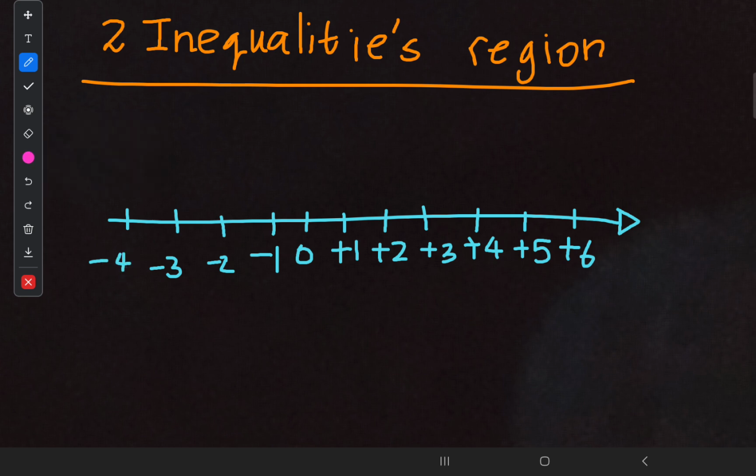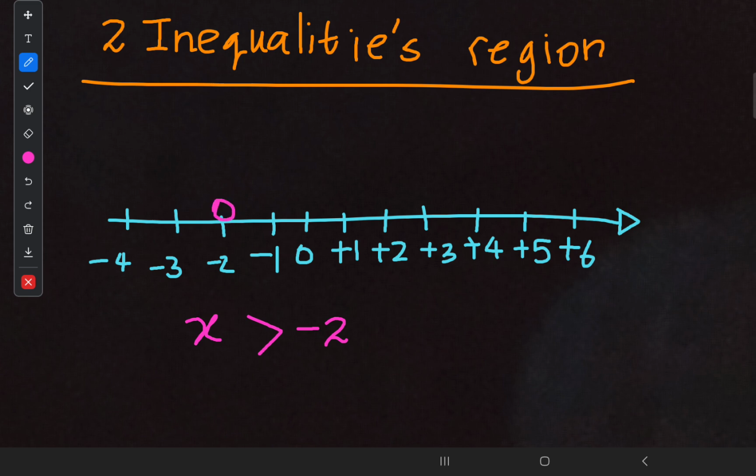Let's mark the inequalities in here. If x is greater than negative 2, this is my first inequality. How can I note this in the number line? This is my first topic. For that, you have to mark where our negative 2 is in this number line, this one.